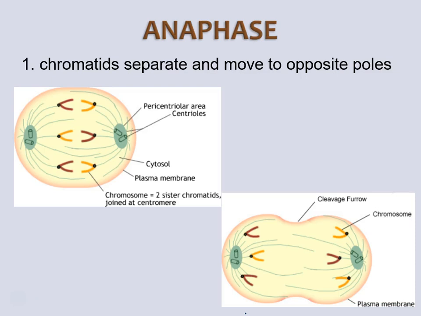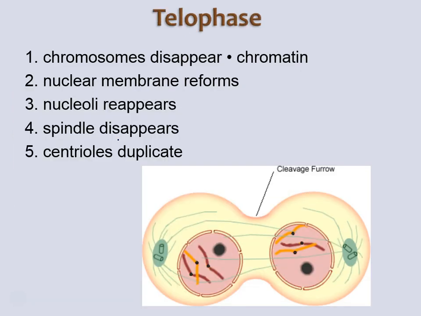Next, you have anaphase. And this, I remember A for away. So here the chromatids are going to separate and move to the opposite poles. So you had your duplicated chromosome, and now one copy is going to move in this direction and one copy is going to move in the other direction.